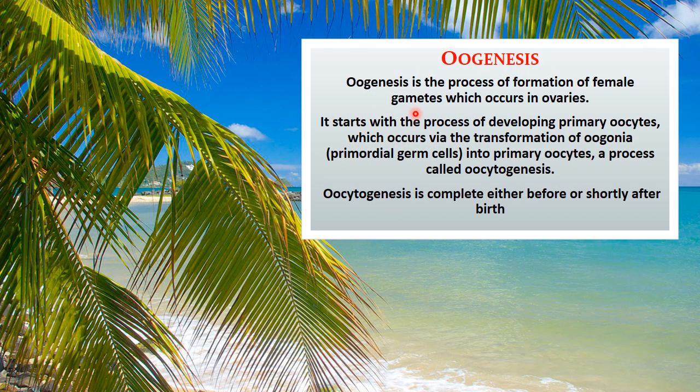Oogenesis is the process of formation of female gametes which takes place in the ovaries. It starts with the process of developing the primary oocytes, which occurs via the transformation of the oogonia, that is the primordial germ cells, into the primary oocytes, a process which is called the oocytogenesis. So, oocytogenesis is complete either before or shortly after the birth.